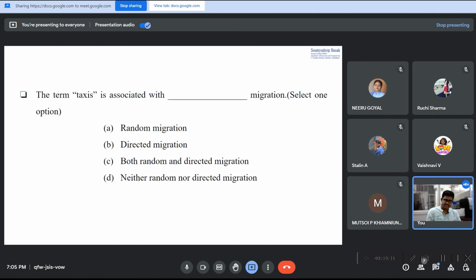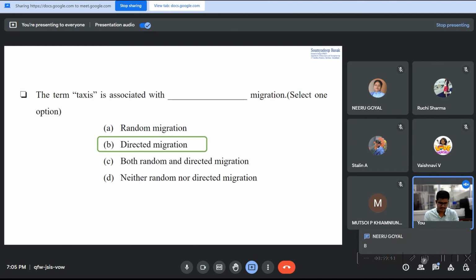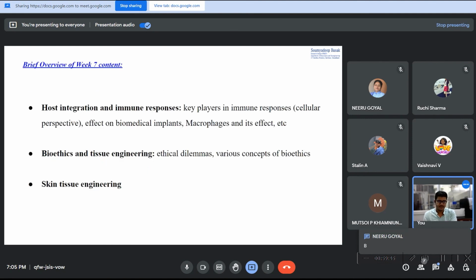The term taxis is associated with what kind of migration? Random migration, directed migration, both random and directed, and neither random nor directed. What kind of migration are we talking about when we are talking about taxis? Right, directed migration. Okay, alright.